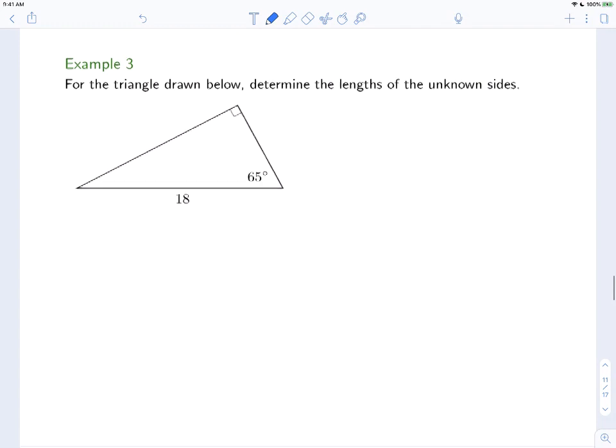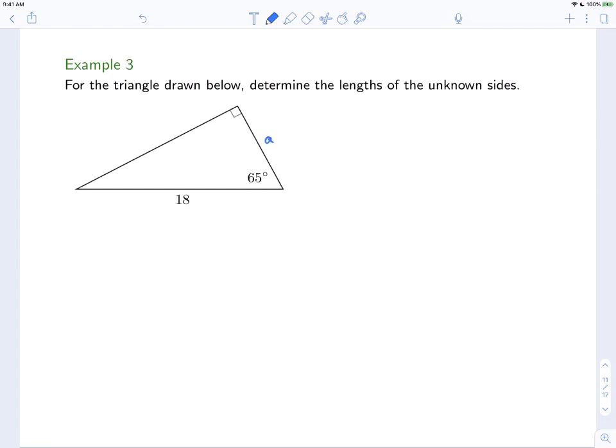Let's do another example. For the triangle drawn below, determine the lengths of the unknown sides. In this case, the unknown sides are the opposite and adjacent sides. We're given an angle here which is 65 degrees. We're also given the length of the hypotenuse. So what we want to do is find the lengths of the other two sides.